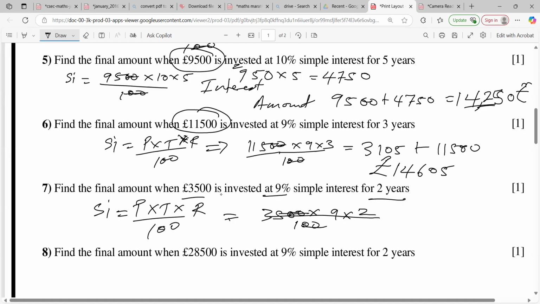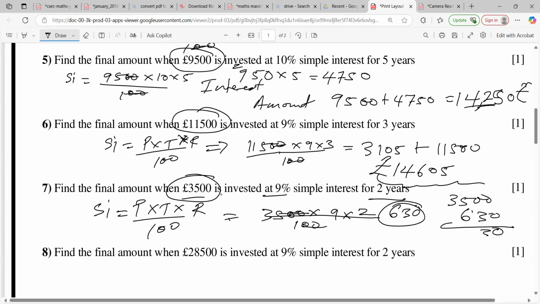3,500 times 9 times 2 is 63,000. And then we divide by 100, which gives me 630. So that's the interest, right? But we want the final amount, so we just add the original with the interest. Remember the principal that we have to pay upon it, you still have to pay back the 3,500. So you add 630 to this: 4,130 pounds.